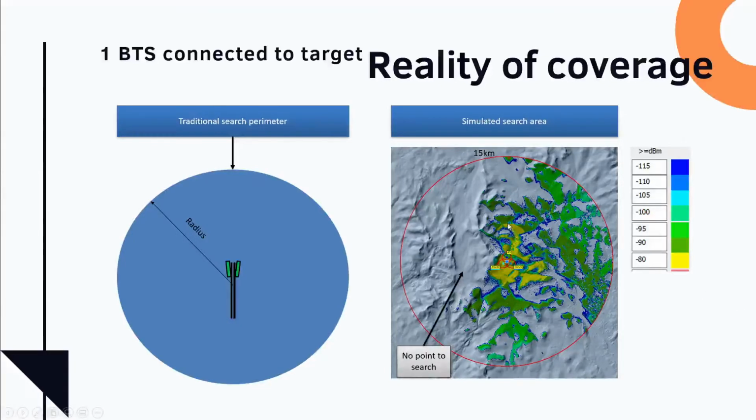So the coverage you're looking at here is the signal reception level, negative 115 dBm up to negative 80 dBm. So here you're looking at reception for one site, up to 15 kilometers.